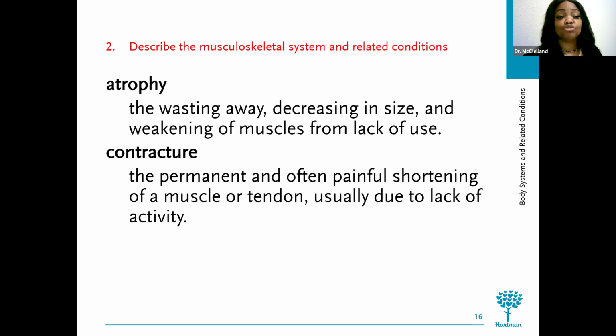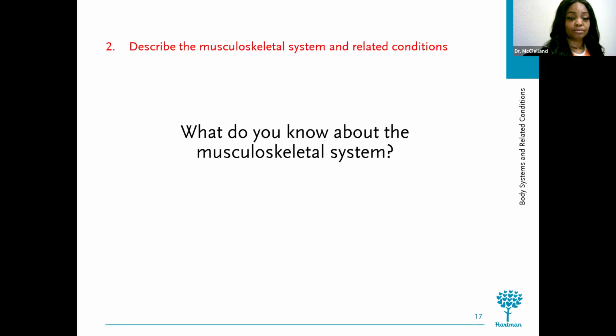You need to know that when something atrophies, it gets smaller. Atrophy is the wasting away, decreasing in size, and weakening of muscles from lack of use. Contracture has to do with muscles and bones that are not being used, and they begin to pull inward. It is the permanent and often painful shortening of a muscle or tendon, usually due to lack of activity. You need to know the definition of both of those, atrophy and contracture.